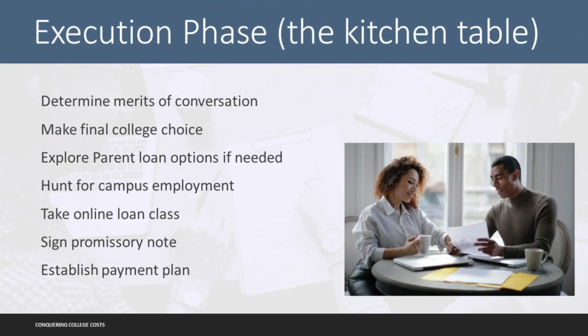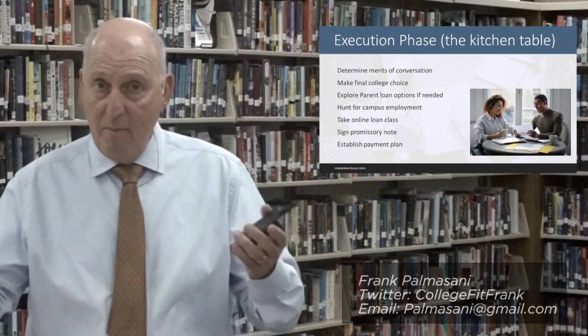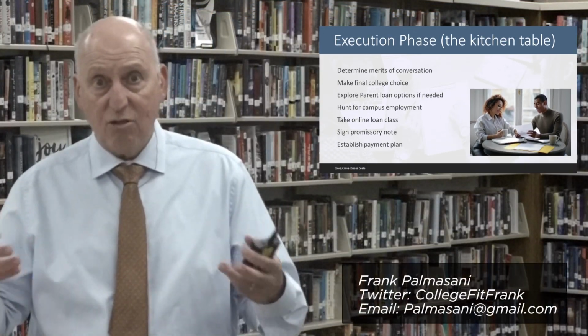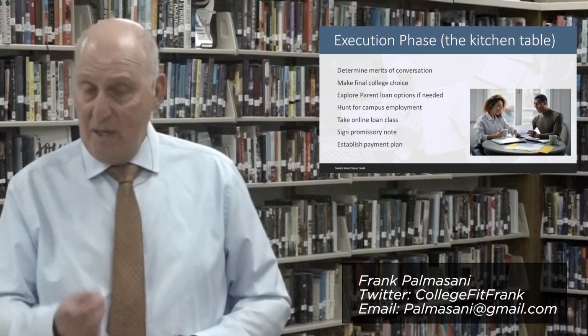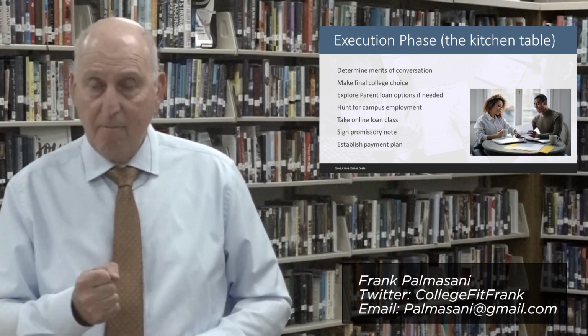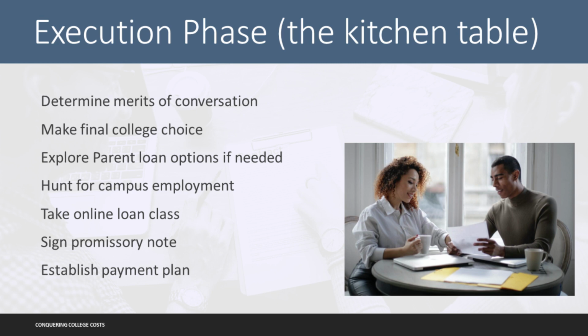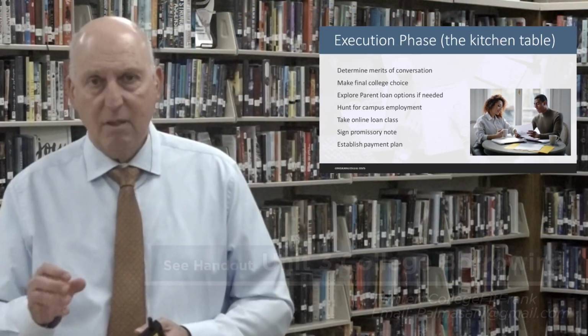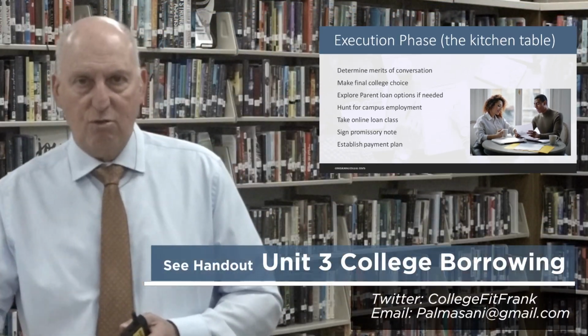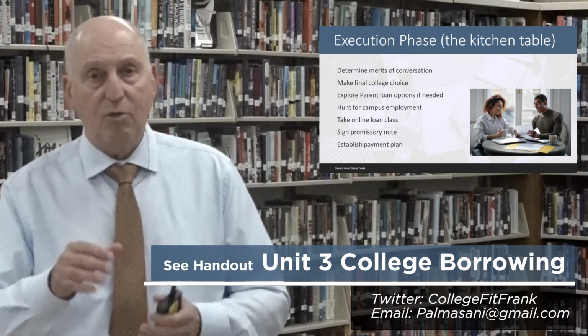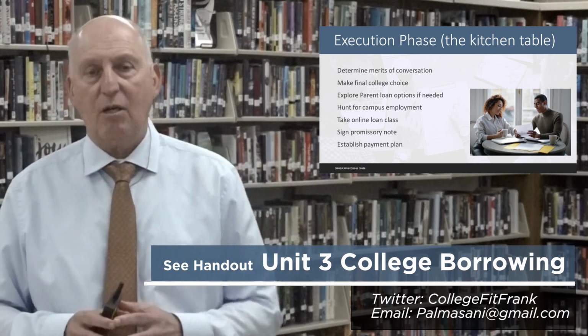You're going to make your final college choice. That final college choice needs to be done by May 1st of senior year. Now, it may end up, once you make that determination, that you as a parent will have to borrow money. There are a number of different ways that you should explore the idea of parent borrowing. There is a federal program called the Parent Loan to Undergraduate Students. Colleges can help you with the access to that particular program.